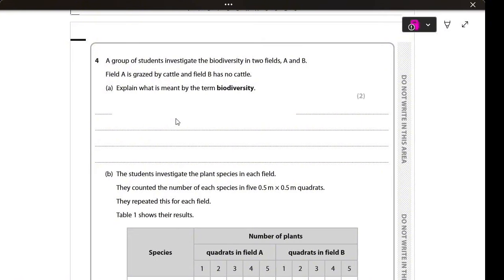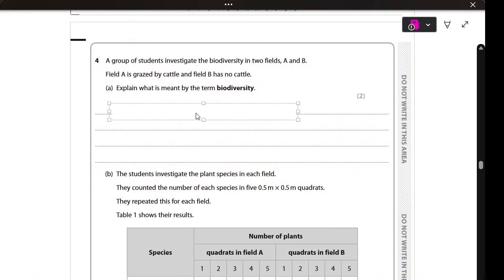First, they ask us to explain what is meant by the term biodiversity. We know biodiversity is a measure of variation in organisms, or we can say the number of different species and the number of each species in an area. So for 2 marks, let's go for that: number of different species and number of each species.